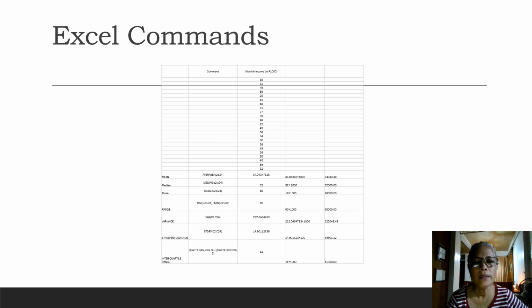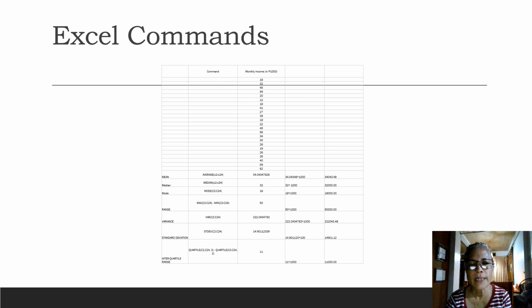For the variance, you go to the next cell and then encode equals VAR open parenthesis C2 colon C24 close parenthesis and then hit return. For standard deviation, you go to the next vacant cell and encode equals STDEV, for standard deviation, open parenthesis C2 colon C24 close parenthesis and then hit return.